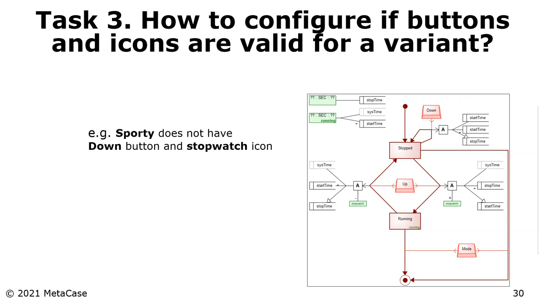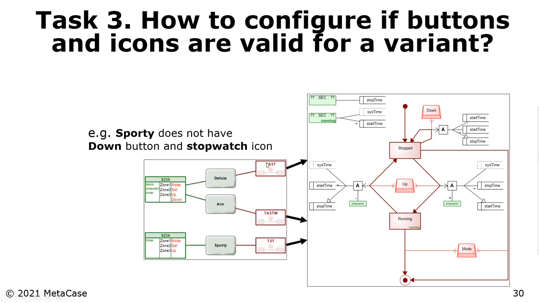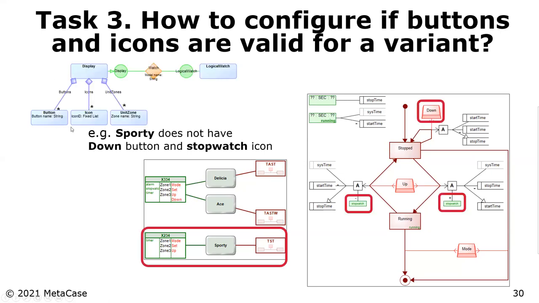And this is what we did with our meta model that you already saw. So we have this kind of family model that configures individual application models. If we have a sporty model over here, the sporty has just mode, set, and up buttons, but it doesn't have a down button. It only has a timer icon, but it doesn't have a stopwatch icon. So when we define this kind of language, we had already this meta model that you saw earlier, so we have a language where we express configuration over this information.